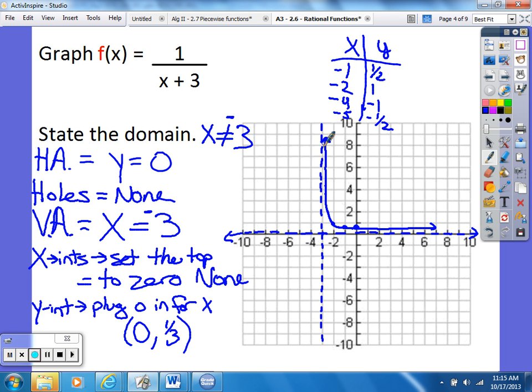Okay, let's graph this side. If I go to -4, I go down to -1, and if I go to -5, I go to -1/2. You think you can draw that half of the graph in already? I think you can. Go ahead. There's my lovely graph.